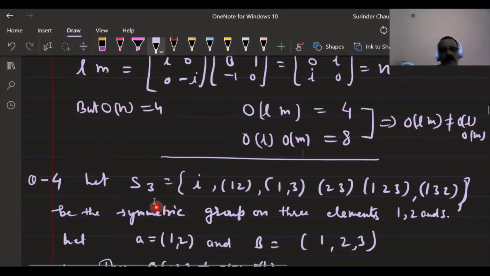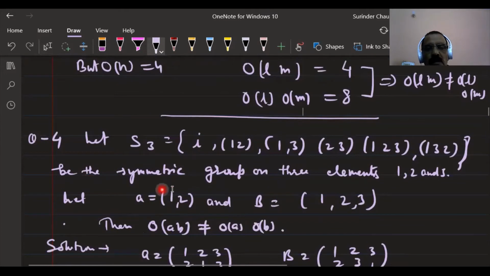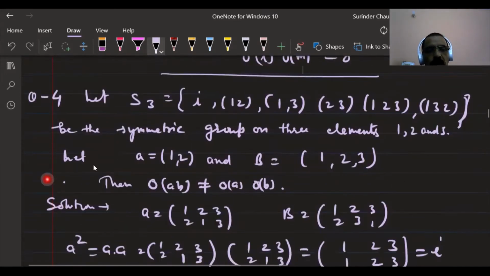Now let's take a symmetry group, the symmetry group S3 of 3 elements: I, (1 2), (1 3), (2 3), (1 2 3), (1 3 2). Let A consist of (1 2) and B consist of (1 2 3). Then the order of A into B is not equal to the order of A into the order of B.